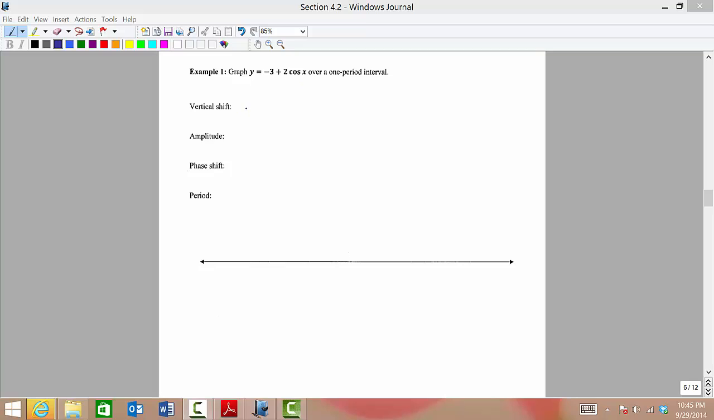So do I have a vertical shift? Well, I've subtracted a 3 on the outside of the function. So we do have a vertical shift, and that will be down 3 units. So that means that the middle of our graph will now be at y equals negative 3. The amplitude, that's the value that's multiplied times the front of the function. It looks like we have multiplied a 2 times the front of the cosine function, so the amplitude is 2.